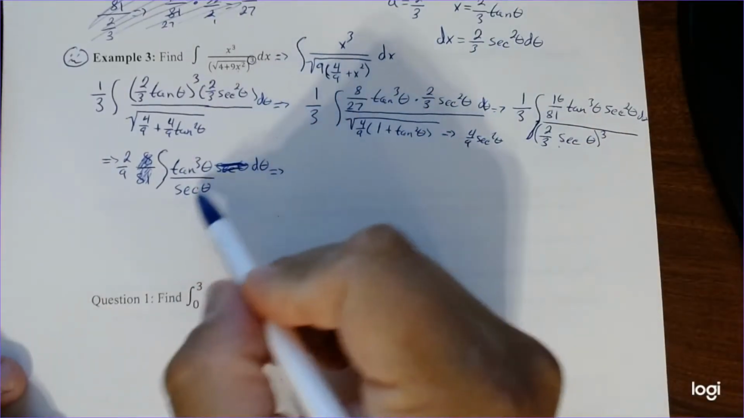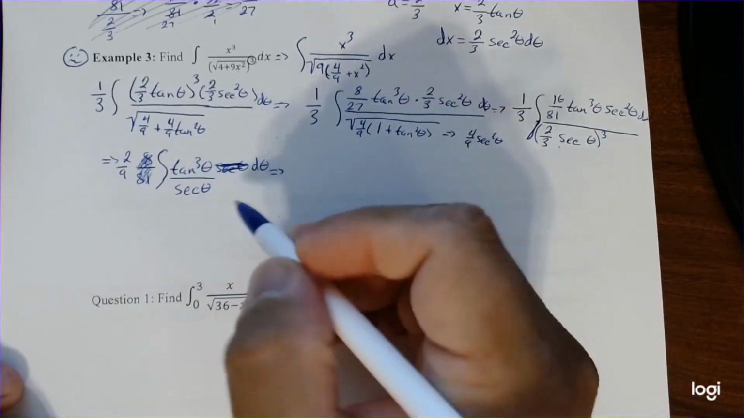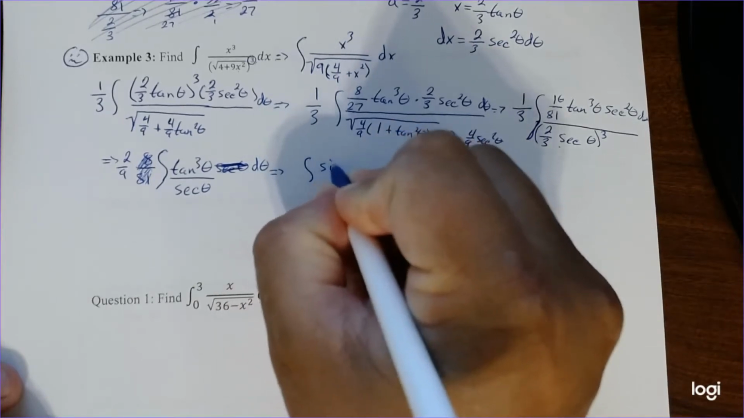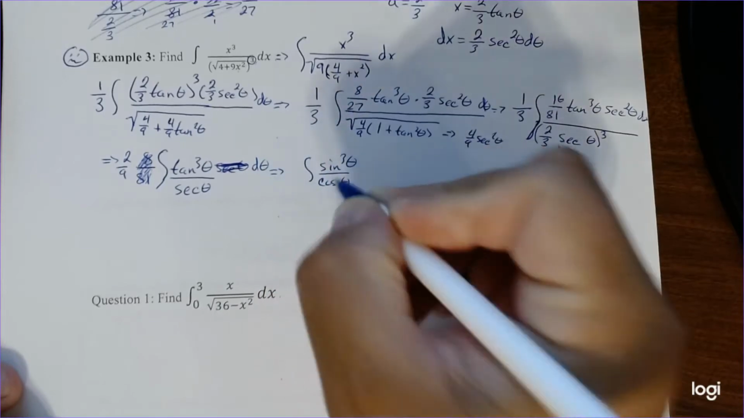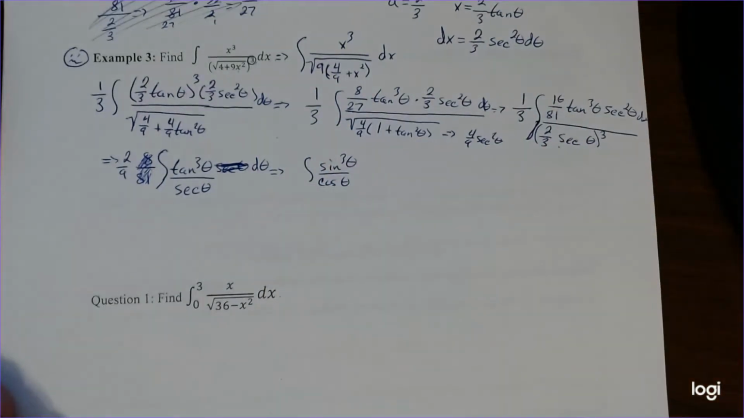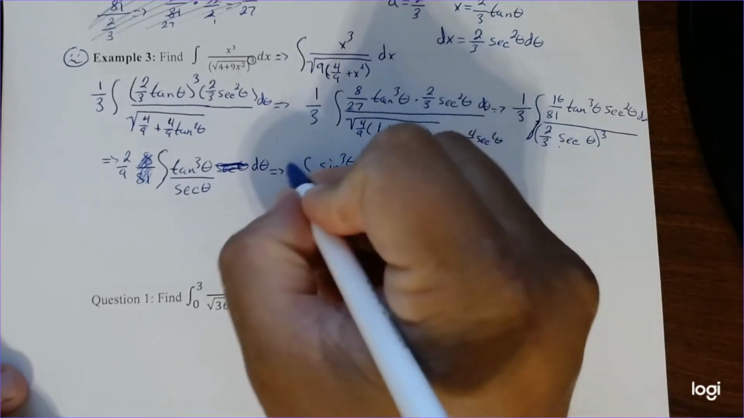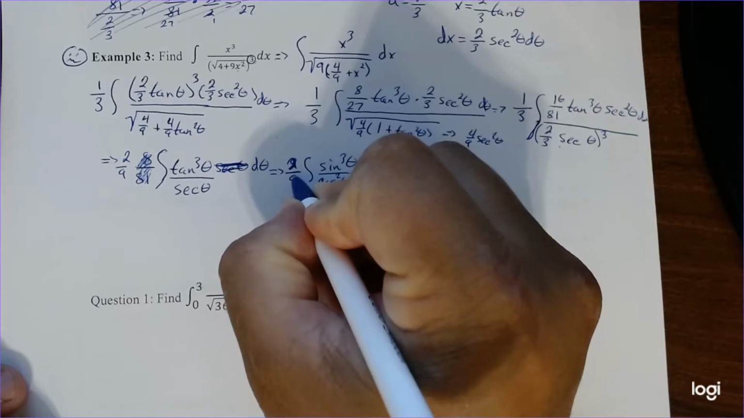So we're going to do the same process we did earlier and convert this to sine and cosine. So again, after a little bit of manipulation, we get the integral of sine to the third theta over cosine theta squared d theta, and we have this on the outside. Okay.